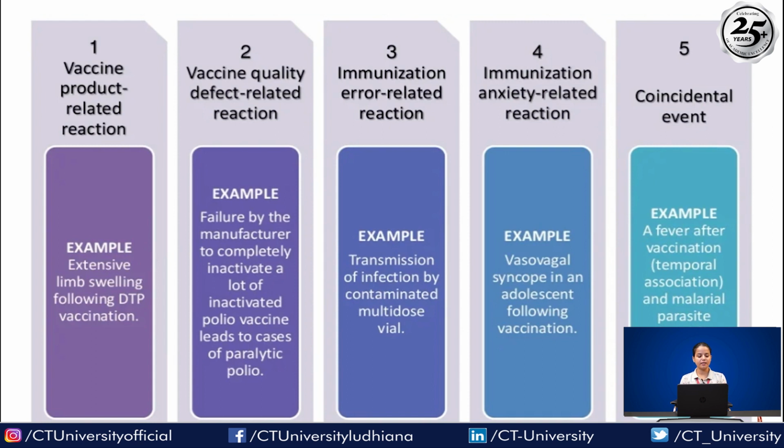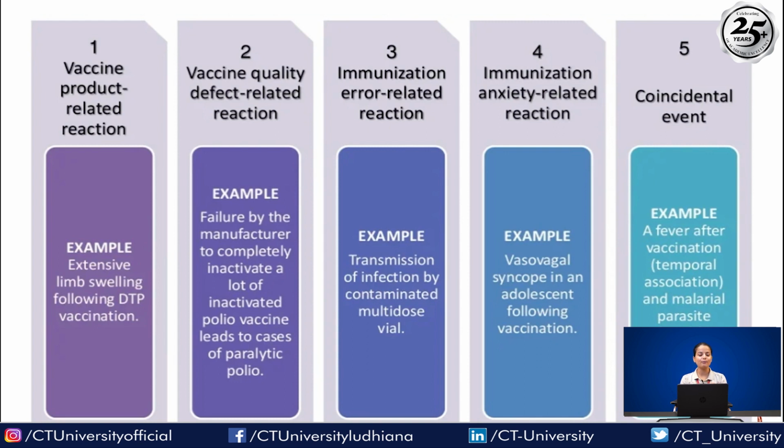There are certain examples of all the categories. One is vaccine product related reaction, in which the example is extensive limb swelling from DTP vaccination. This comes under vaccine product related reaction. Second is vaccine quality related reaction. In that, the example is failure by the manufacturer, because it is related to quality.